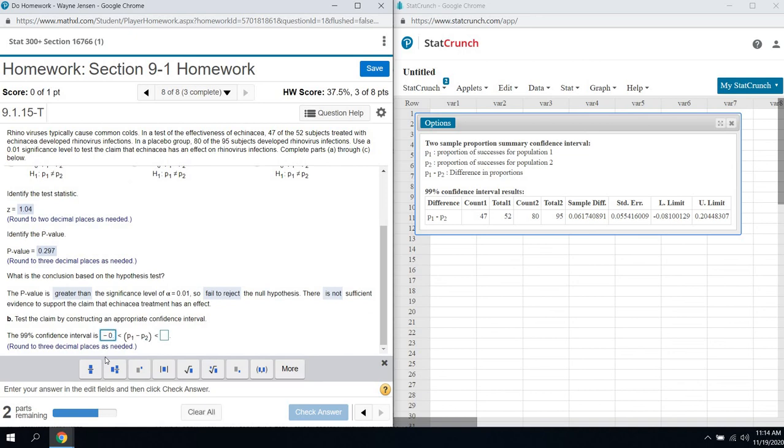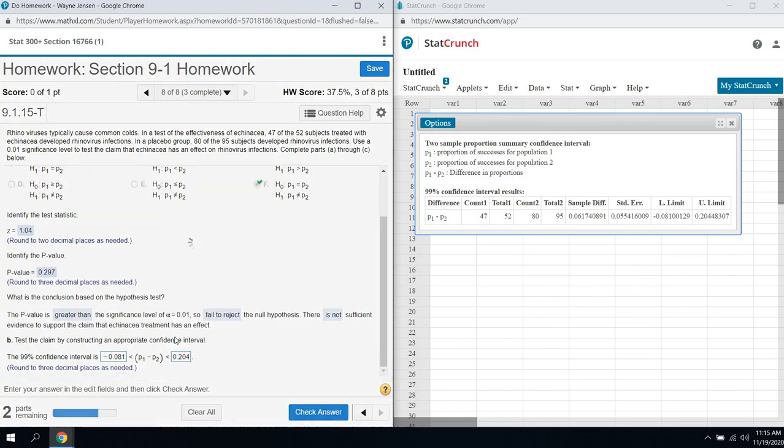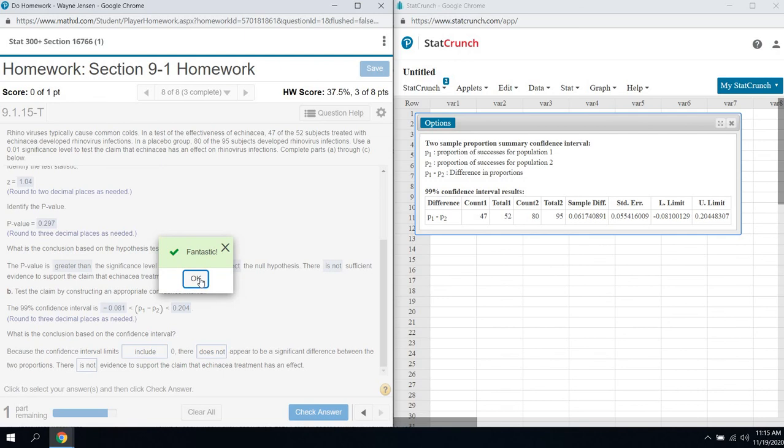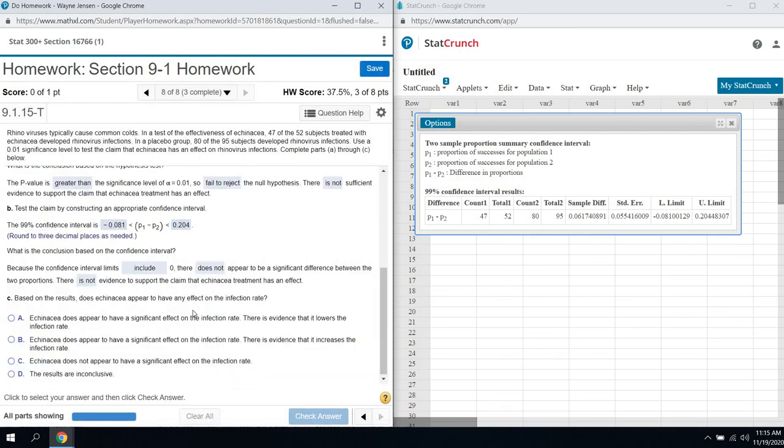Negative 0.081 is the low value. The high value is 0.204. And we'll check that. It says nice work. Now, does the interval contain 0? It does contain 0. It includes 0. So there does not appear to be a significant difference. Again, if 0 is in that interval, then P1 minus P2 could be the same. So there does not appear to be a significant difference between the two proportions, and there is not evidence to support the claim. And then it's going to have its follow-up question, just like your exam will.